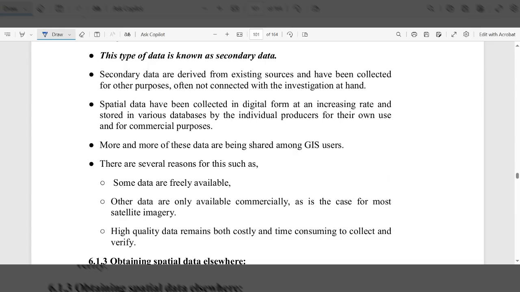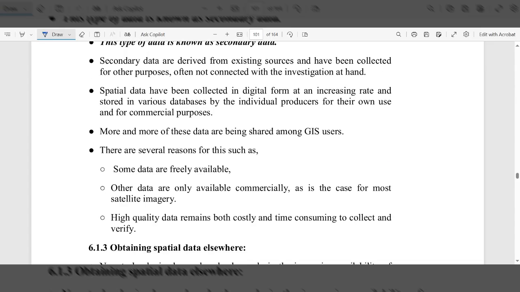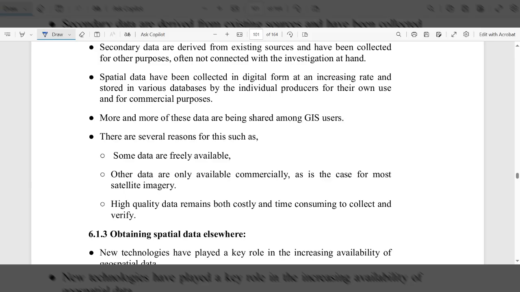So there are several reasons for this, such as some data are freely available, right? Other data are only available commercially, right? In case of satellite images, it's a commercial service, and high quality data remain both costly and time consuming to collect and verify. You want better quality, so you have to spend some money, right? So this is the secondary data.